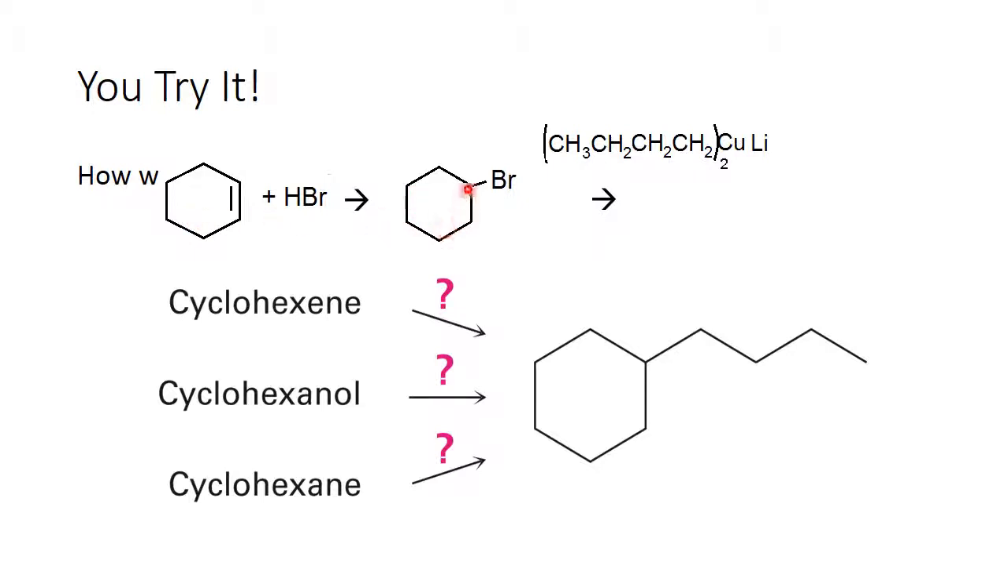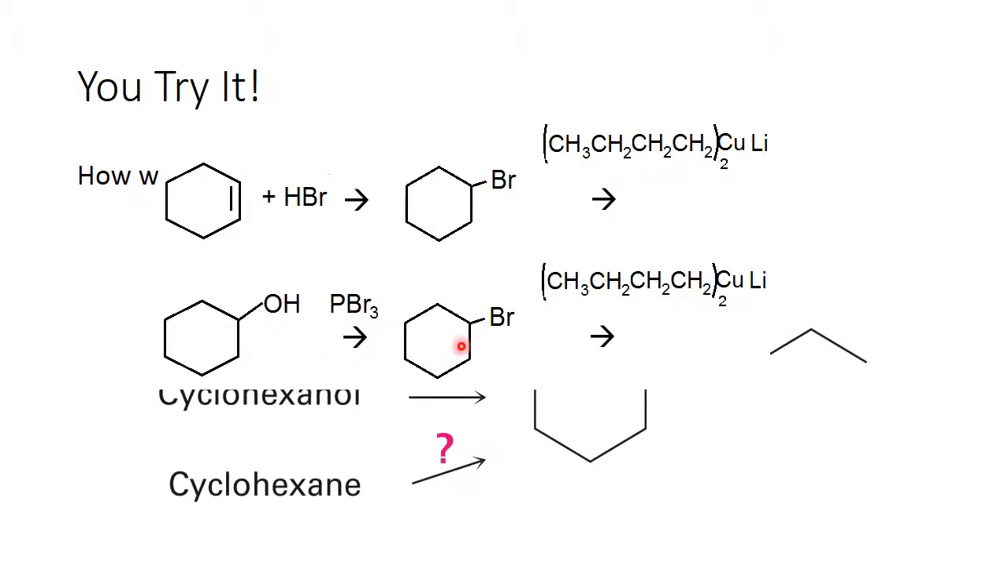cyclohexene to a halogenated cyclohexane. Once I get it to a halogenated cyclohexane, I can use a Gilman reagent to couple the butyl group to the cyclohexane. If I have cyclohexanol, you can take cyclohexanol to butylcyclohexane. That's just a slightly different reaction where I take the alcohol to the bromocyclohexane, and then I react it with the Gilman reagent to give butylcyclohexane.